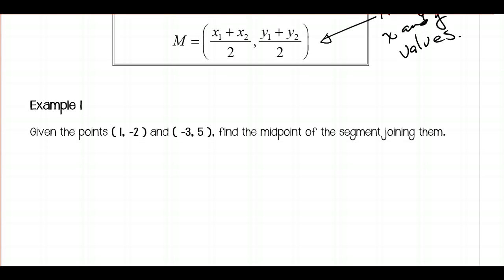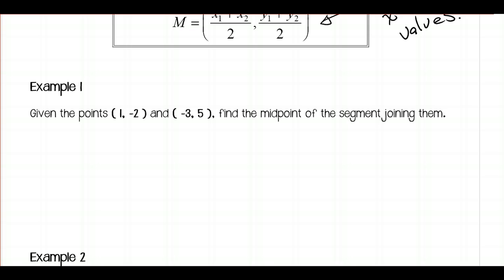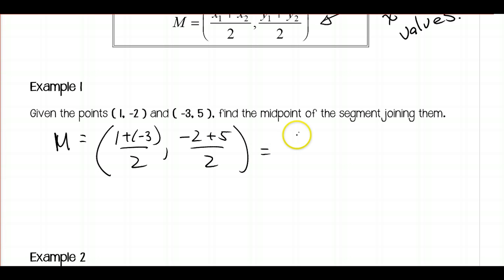So just a basic example first. Given the points 1, -2, and -3, 5, find the midpoint of the segment joining them. Feel free to pause the video and then restart just to double check that you know how to do it. So the midpoint is going to be 1 plus -3 divided by 2. That's the average of the x's. And then -2 plus 5 divided by 2. That's the average of the y's. And if you simplify that, you should get -1 and 3/2.